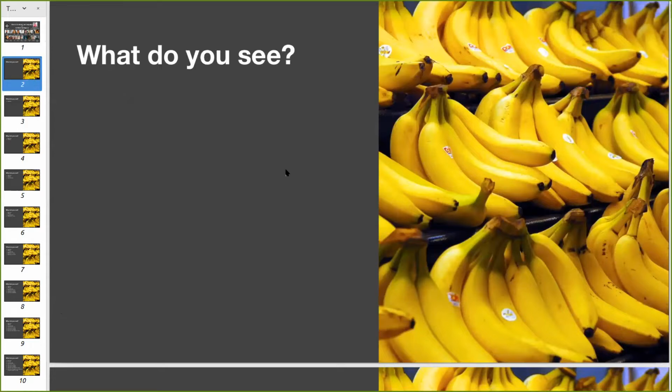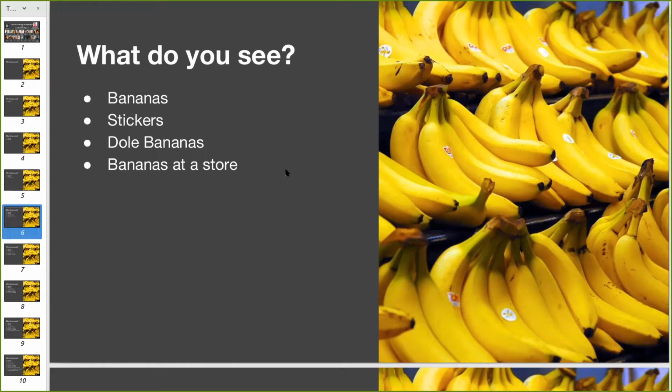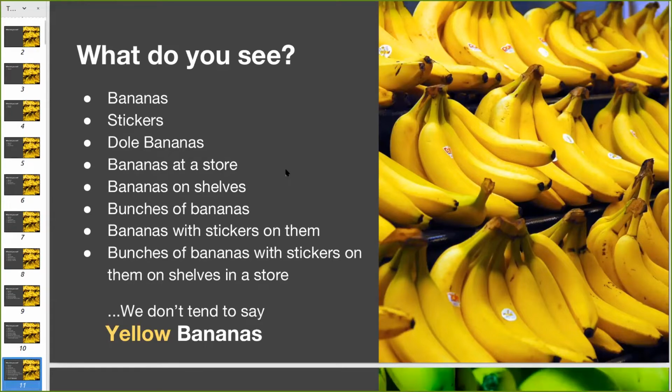It was a question to the students: what do you see in it? They gave different answers. Some people said that they see bananas, some said that they see stickers, which we can see on the bananas, and there are other answers that could possibly come for an image like this. One thing nobody said is that they see yellow bananas. There were different answers like banana stickers, Dole bananas at a store, etc.